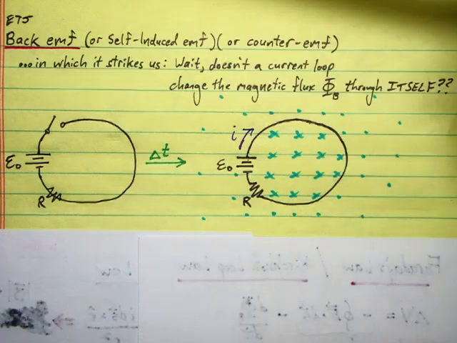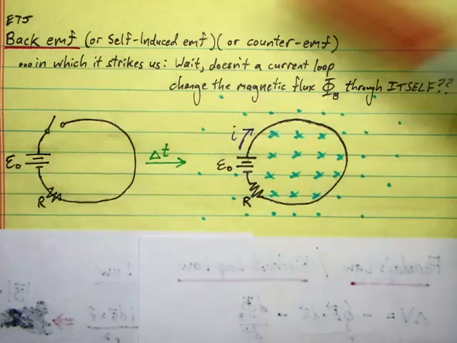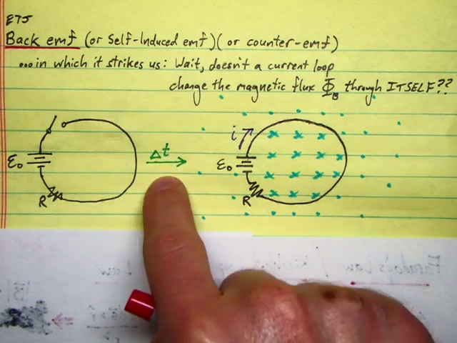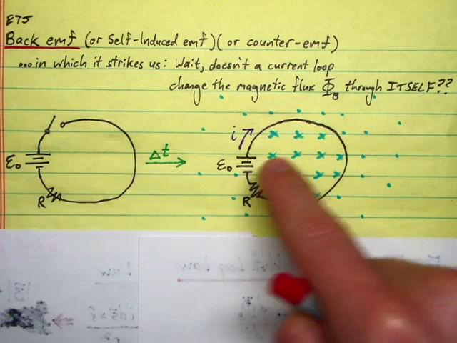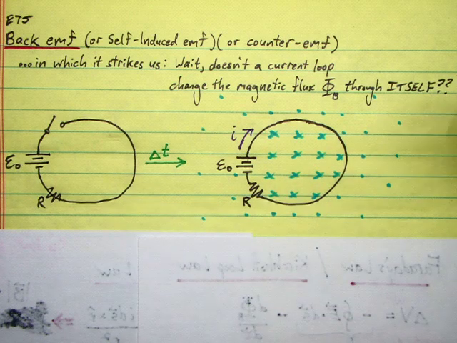If the switch here is open, then there's no current flowing. There's no magnetic field around, so there's no magnetic flux through that loop. But if you close that switch, then current's going to start to flow. But that has to take some time. We can't go from zero current to non-zero current instantly. So our current has to increase. It's got to ramp up.